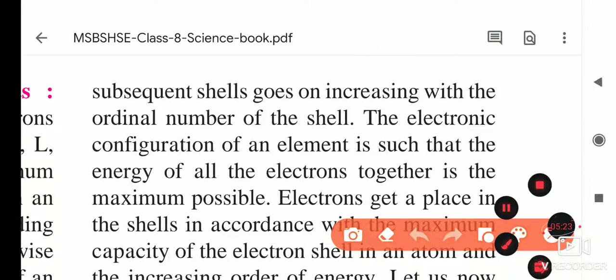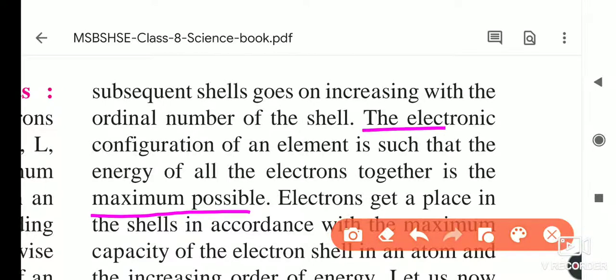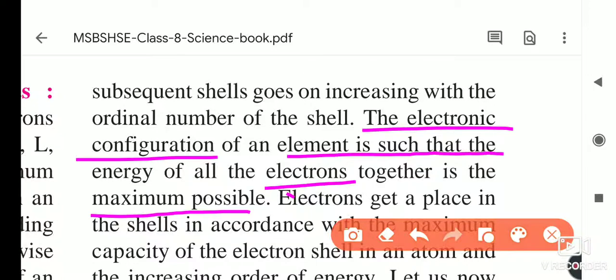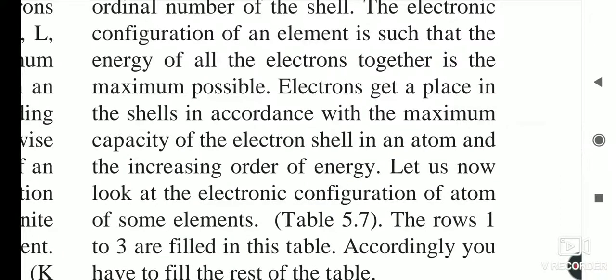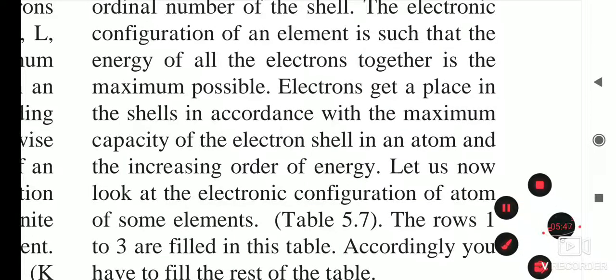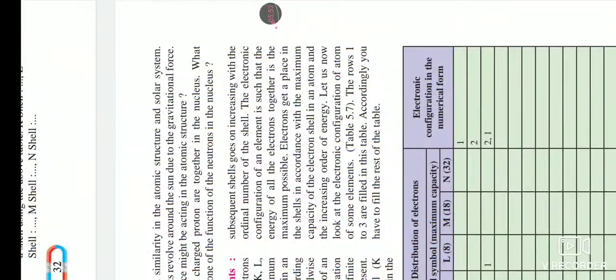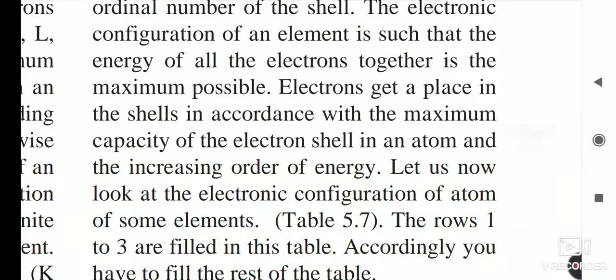The electronic configuration of an element is such that the energy of all electrons together is minimum possible. Electrons get placed in the shells in accordance with the maximum capacity of the electronic shells. As we know, the capacity of the K shell is 2, L's capacity is 8, M's capacity is 18, and the last, N, is 32.